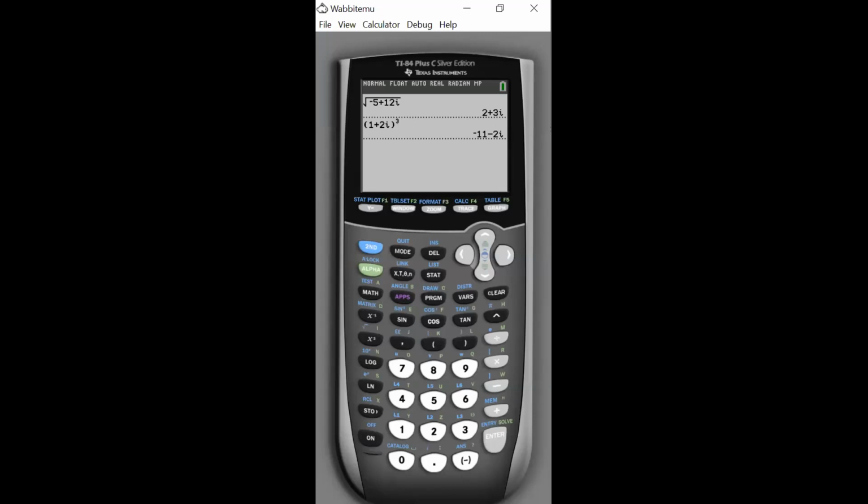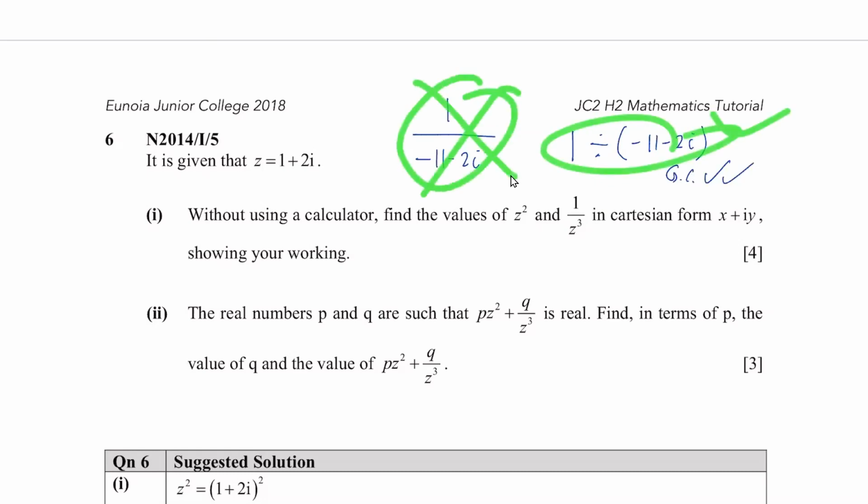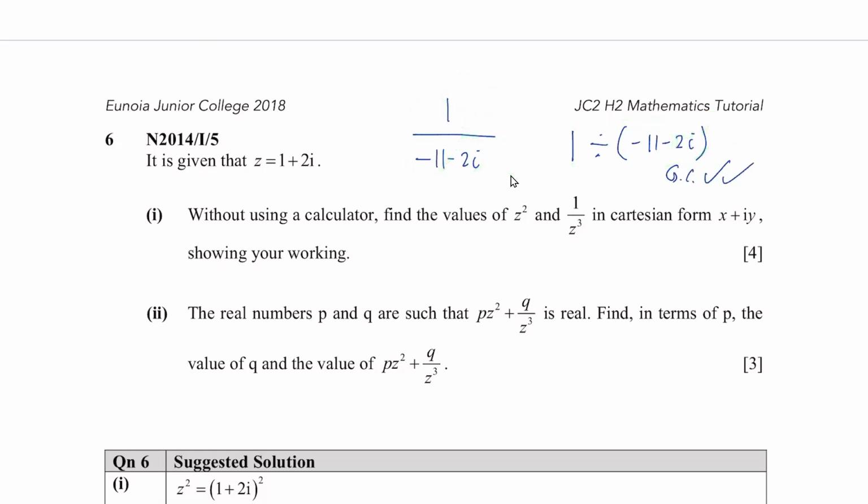After that, you do 1 over. You can also check using a calculator, but you cannot type in 1 over, okay? If you want to check using a calculator, you do not type in a fraction, 1 over minus 11 minus 2i. The calculator cannot handle fractions for complex numbers. You have to type it manually: 1 divided by open bracket minus 11 minus 2i. Is that clear? GC is funny. I'm not sure why. They can handle this, but they cannot handle this. They don't understand fractions. But anyway, this is without using a calculator.